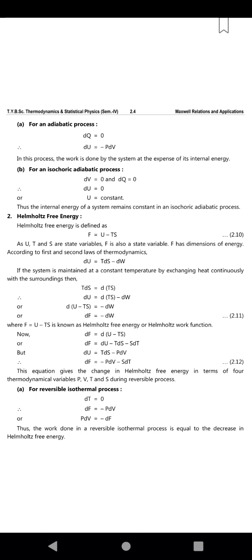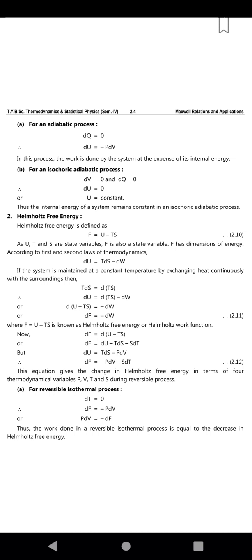Second is for an isochoric adiabatic process. Now we know that in an isochoric process volume remains constant, and it is isochoric adiabatic. Adiabatic means no exchange of heat between the system and surrounding. It means that dV, that is change in volume, should be equal to 0, and change in heat should be equal to 0. Therefore, from the first equation we can write dU equal to 0. It means that U equal to constant. Derivative of internal energy equal to 0. It means that internal energy is constant. Thus, the internal energy of a system remains constant in an isochoric adiabatic process.